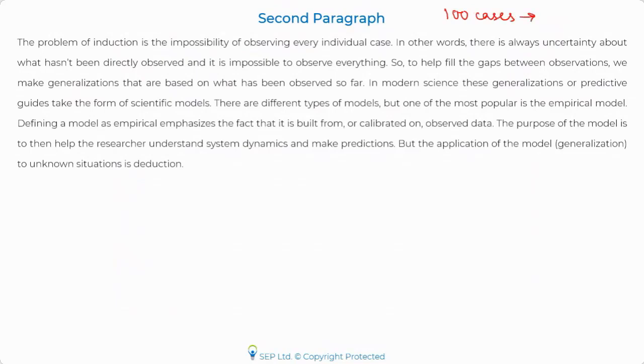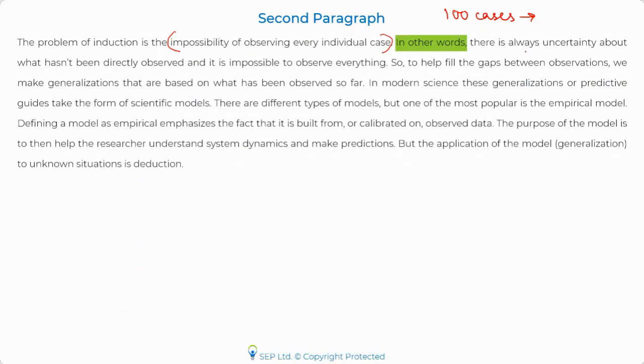That means this induction cannot observe all the 100 individual cases. This is what I'm telling myself. Okay, here the author is going to tell me more about what he means by impossibility. This is the problem. I'm focusing on this: impossibility of observing every individual case. Why is this a problem of induction? Probably the author is going to talk about that now.